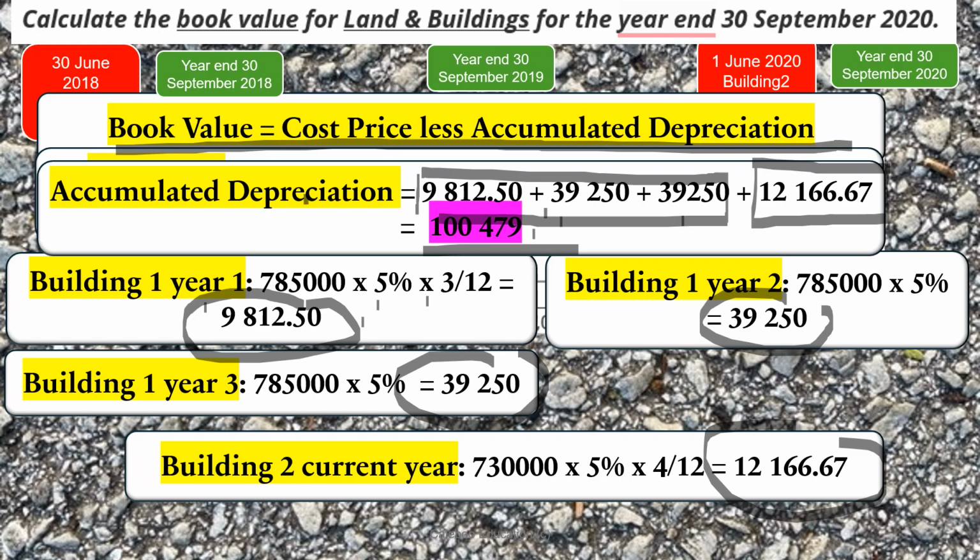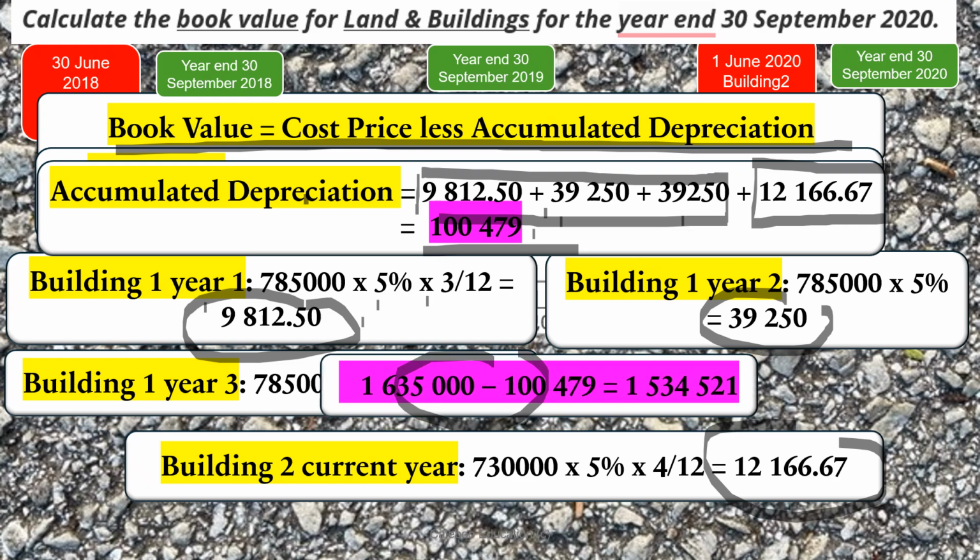How do we calculate book value? Cost price less accumulated depreciation. So we've got the cost price and we've got the accumulated depreciation. And there it is, the cost price of the building. Very important: you must include the land amounts. The depreciation is only calculated on the buildings. And what is the book value?